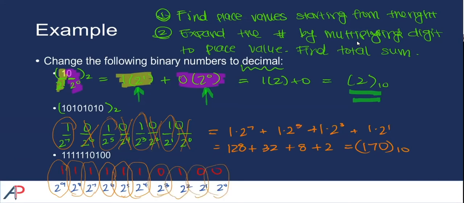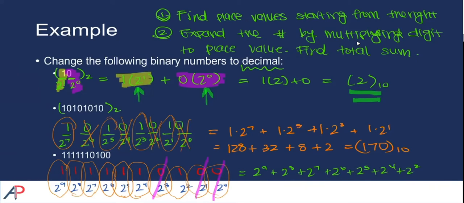Notice that 0 times anything is always going to be 0. So I'm just going to ignore these because 0 times anything is 0. Now I'm going to calculate everything else. This is equal to 2 to the 9th plus 2 to the 8th plus 2 to the 7th plus 2 to the 6th plus 2 to the 5th plus 2 to the 4th plus 2 squared. The ones that had zeros, I am ignoring because they will not make any impact on the number.